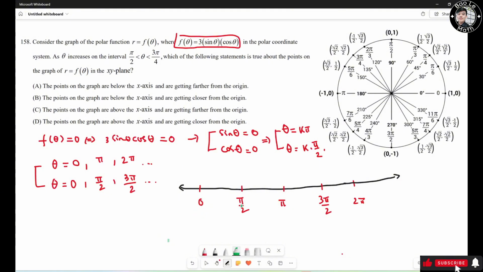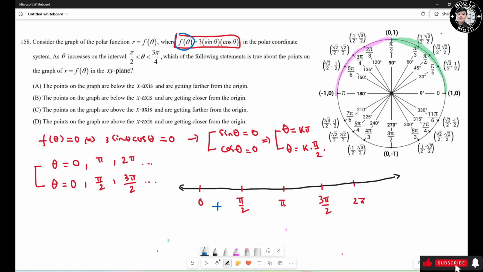From 0 to pi over 2, it's going to be the first quadrant right here. Right? In this first quadrant, sine and cosine are positive, right? f of theta is positive, right? So this guy is positive. Now, the second one, the interval from pi over 2 to pi is going to be right here, right? Sine is positive and cosine is negative, right?